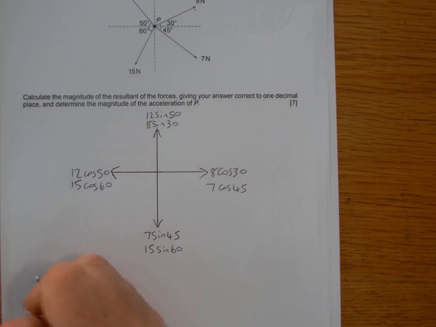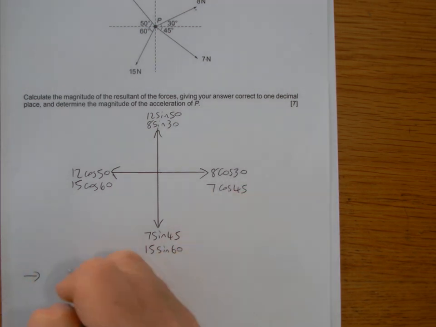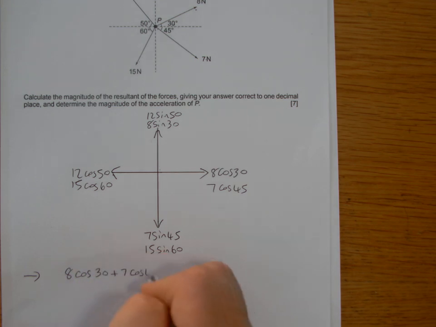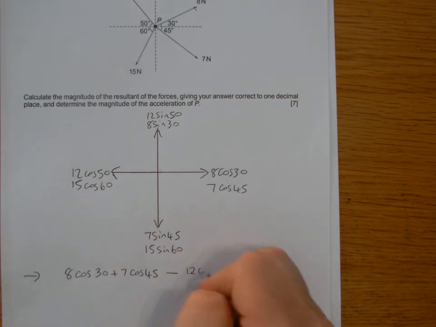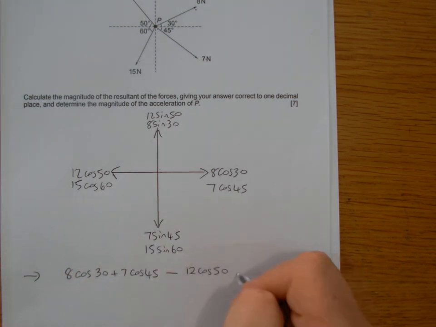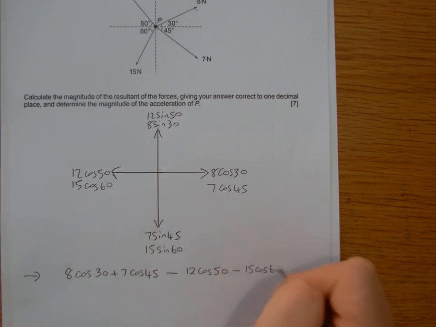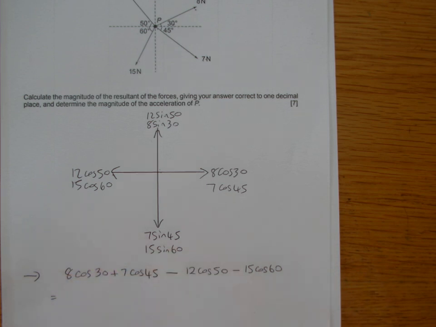Okay, so if we then resolve in the x direction to start with, so we take this as positive, so we got 8 cos 30 plus 7 cos 45, take away then these two combined, so 12 cos 50, so we take away both of them, right? So we take away the 15 cos 60 as well. So we work that out. Let's just do that on a calculator. So we just type it all in.